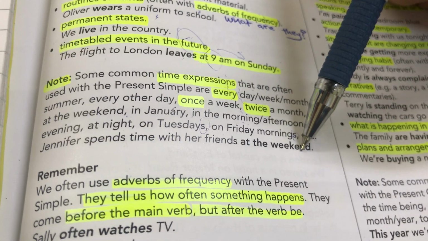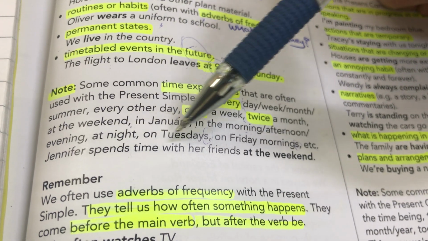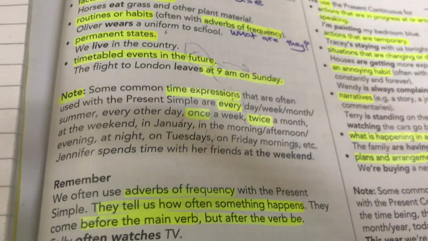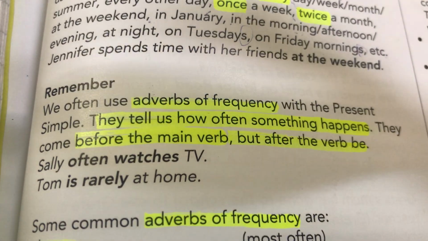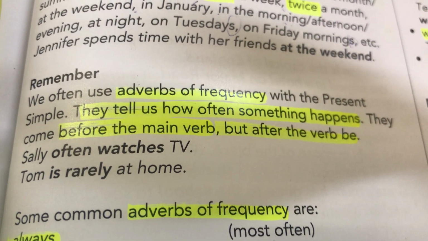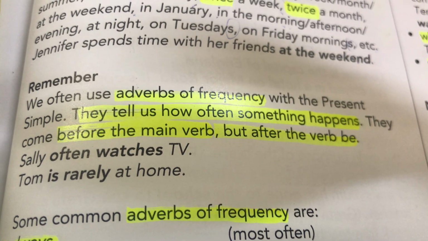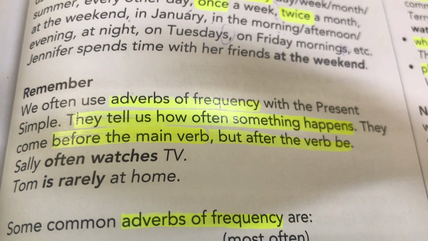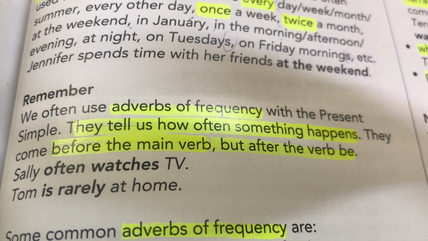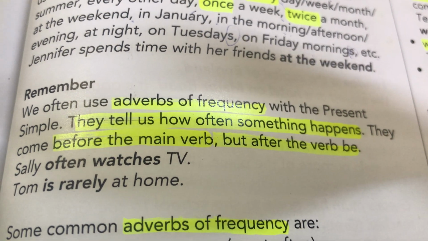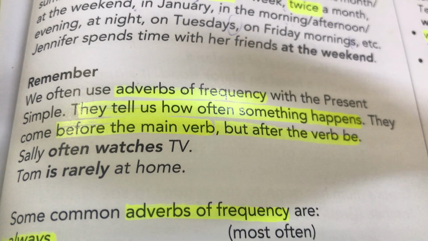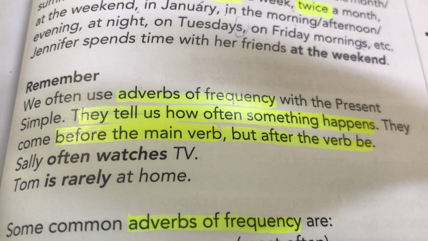And we have an example in here. Jennifer spends time with her friends at the weekend. Now, you have to remember something regarding the adverbs of frequency. What are they? We often use adverbs of frequency with the present simple. They tell us how often something happens. They come before the main verb, but after the verb to be.